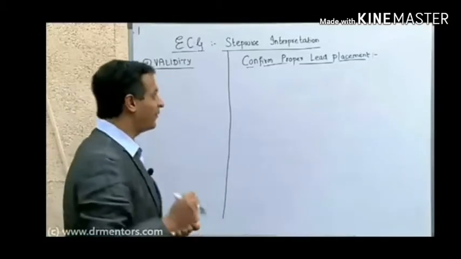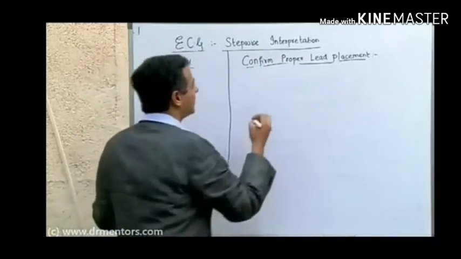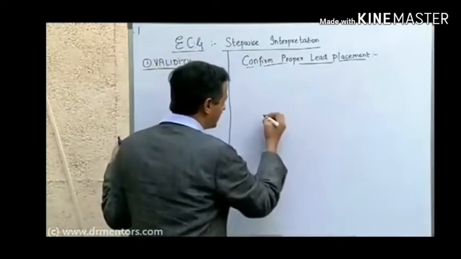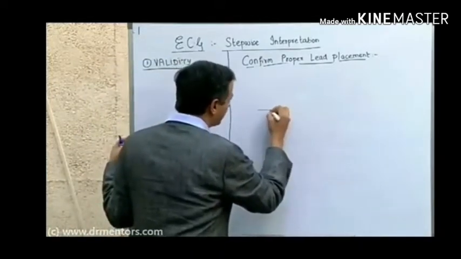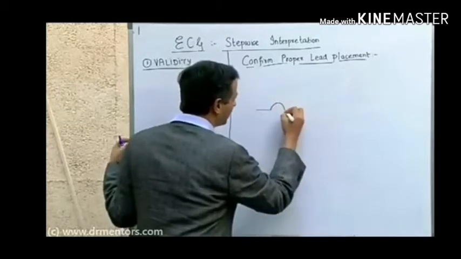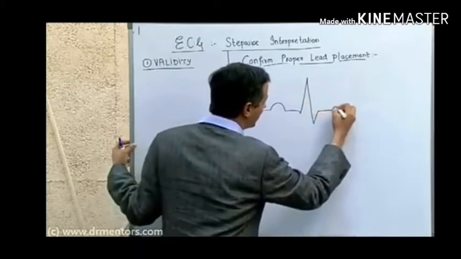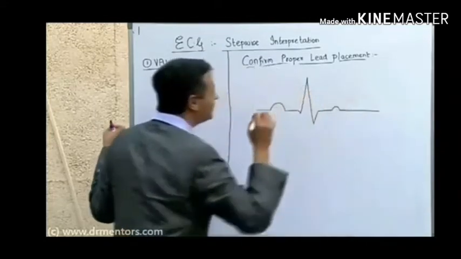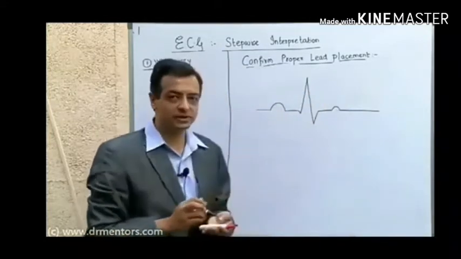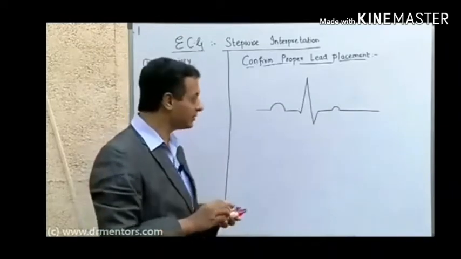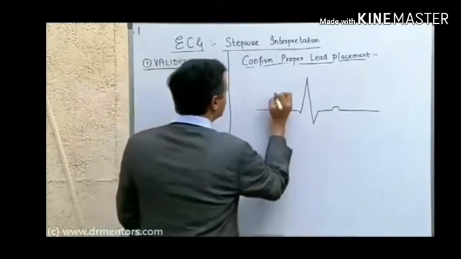How do we do that? If I tell you to draw the normal waveforms of the ECG, how do we draw that? We have got the P wave, we have got the QRS complex, and we have got the T wave. Let us enumerate the points on these waves. What do each of them denote?